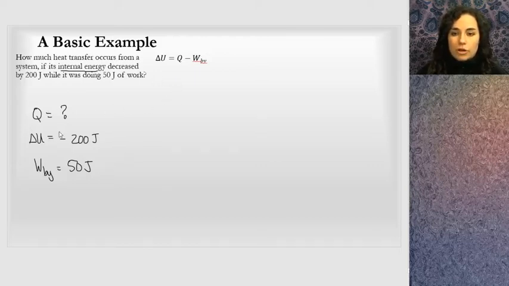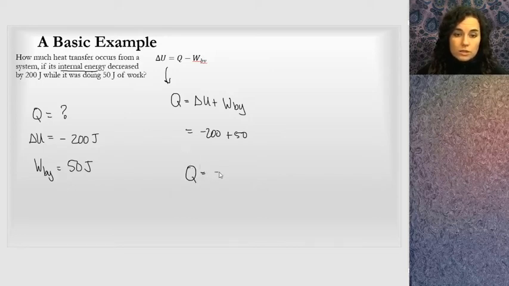So we want to solve for Q. I'm going to rearrange this equation algebraically to solve for Q. Q equals delta U plus the work by. Just move the work by over. I'm going to plug in what I know, negative 200. Work by is a plus 50, and I see that the heat transfer is negative 150 joules.